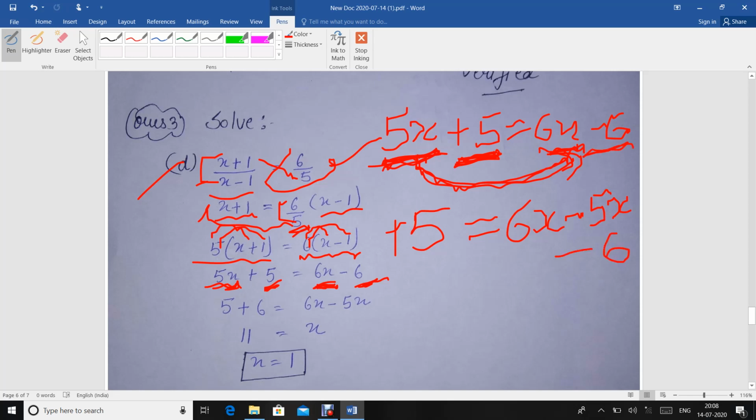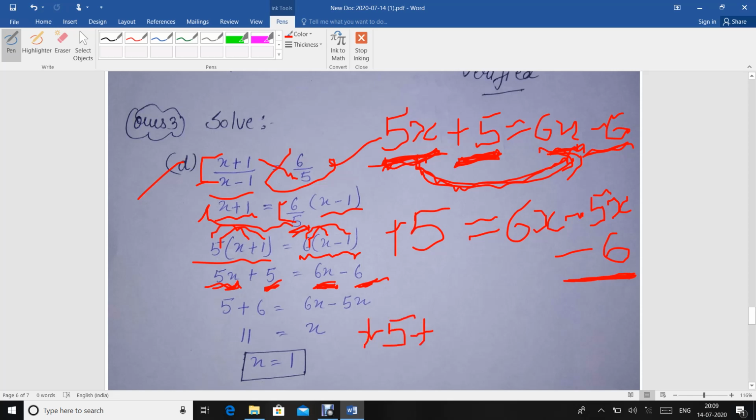Now you need to also separate the variables. So minus 5 will move towards the right hand side. As you can see here, 5 is negative. So while going on the other side it will become positive.